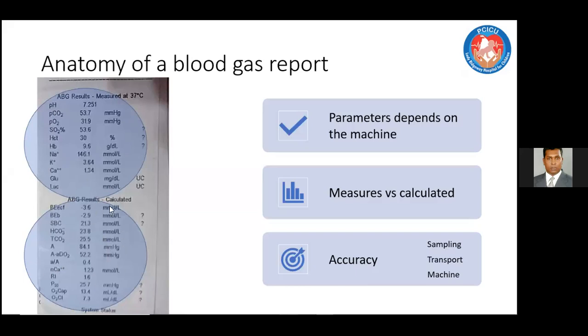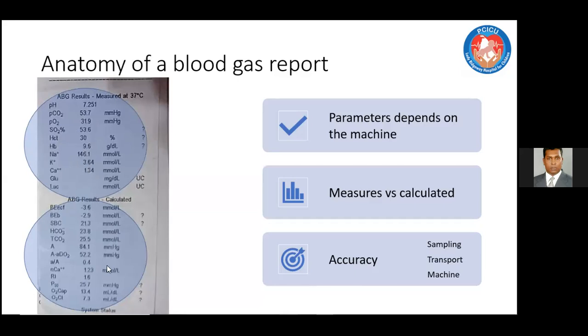A classical example: now I don't know whether I can show it in this blood gas. Yes, I can. You can see the saturation here is actually a measured one. So this blood gas machine actually measures saturation. But in most of the blood gas machines available in Sri Lanka, the saturation is a calculated parameter based on PaO2. In that circumstance, your saturation here depends on the PaO2.